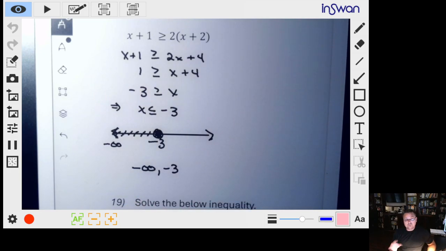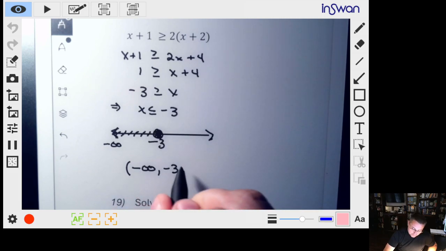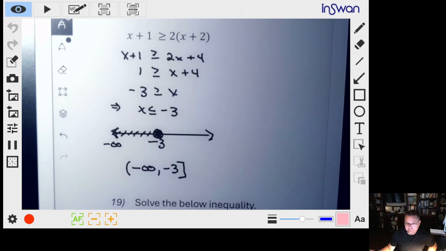Now we have to put parentheses or brackets there. So we put a parenthesis if we're not going to include the number, and we put a bracket if we are going to include it. Infinities are not numbers, they're just telling us that we're going forever in one direction, so infinities never get brackets. They always get parentheses. Negative 3, well, we can include negative 3. Negative 3 is less than or equal to negative 3. So since we can include that, we're going to go ahead and put a square bracket around it. And so this is our interval notation for all the numbers that work.